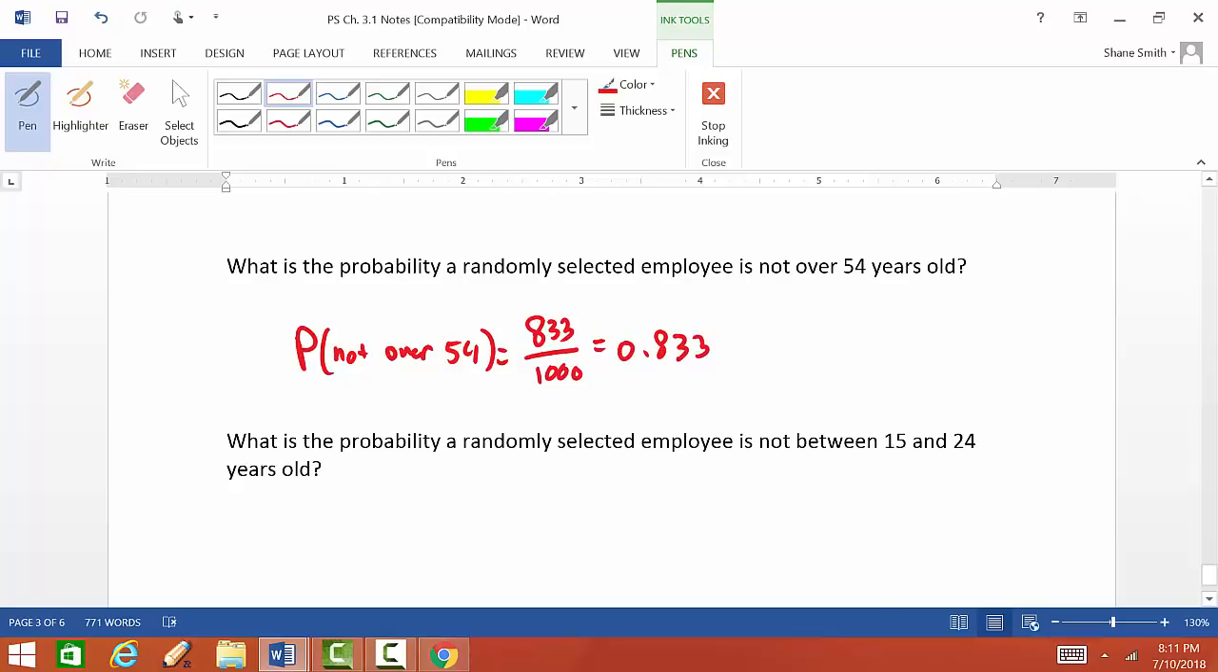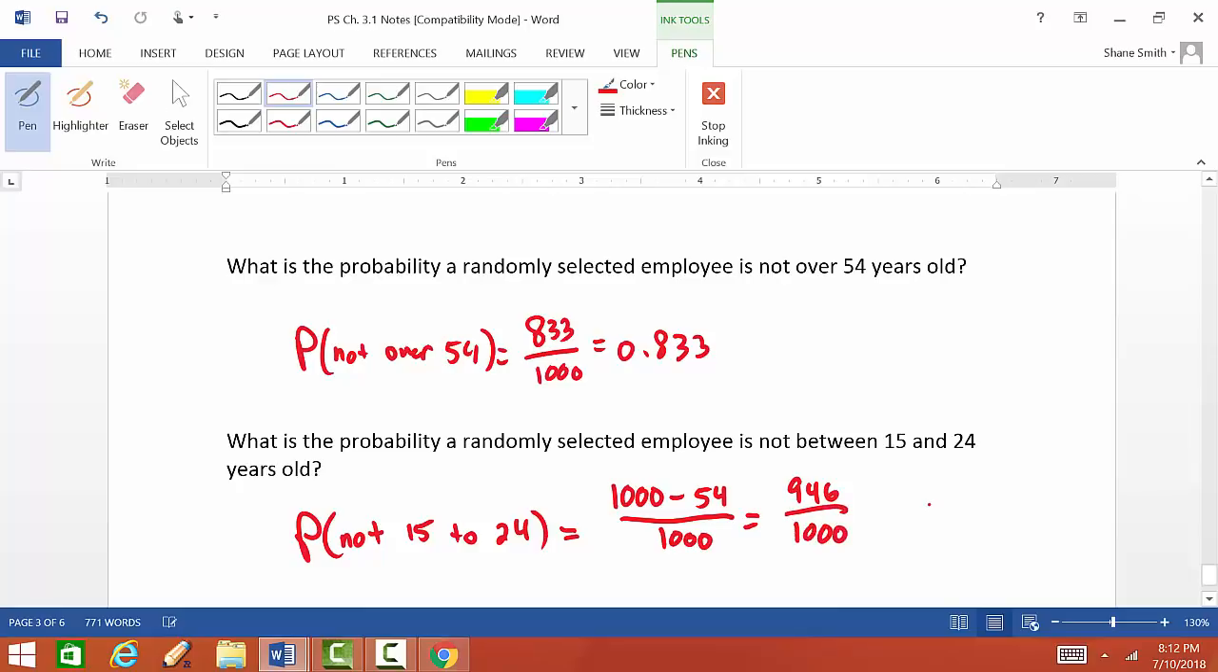And the last one, what is the probability a randomly selected employee is not 15 to 24? Now this one, you could add all the other categories together, but if you think about the complement, if you do 1,000 minus 54 over 1,000, that'll give you 946 over 1,000. So you may have added all the other categories, which I think is 5 or 6 numbers to add up, but that's not necessarily the easiest way to do the problem.